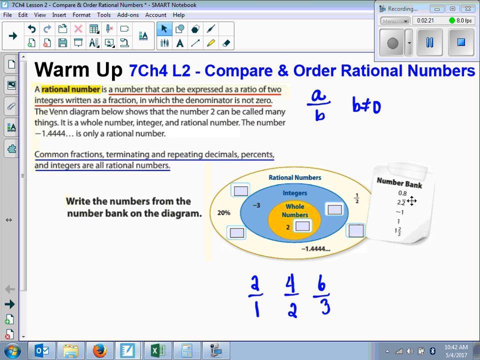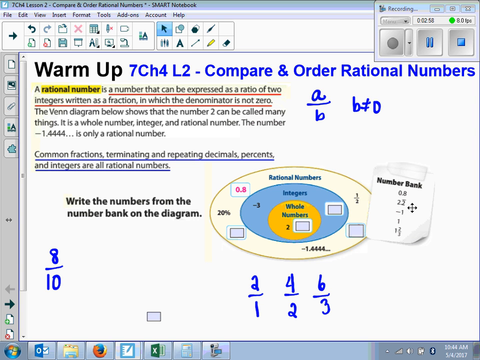So we've got 0.8. Can I write that as a fraction? Yeah, I can write 0.8 as 8/10, right? So that's a fraction. So the only circle it's going to go in is the rational numbers, right? Because it's not an integer and it's not a whole number. So 0.8 or 8/10 is a rational number.